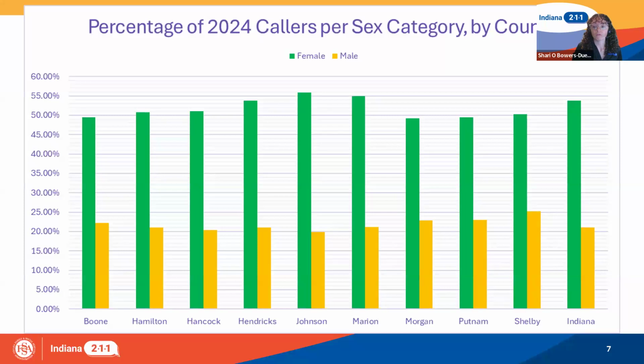There were more female than male callers in every county and in the state as a whole. The only counties that had a higher percentage of female callers than Indiana as a whole were Johnson and Marion counties. And the counties that had a higher percentage of male callers than Indiana as a whole were Boone, Marion, Morgan, Putnam, and Shelby counties.